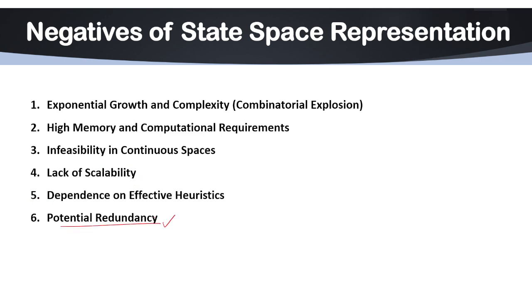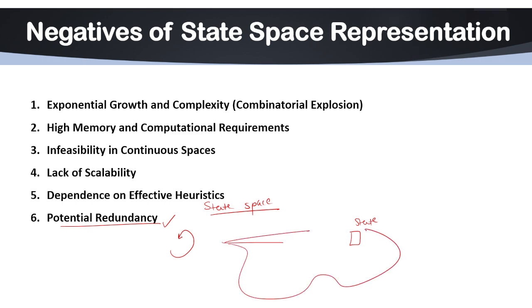Another is potential redundancy. Whenever we talk about state space graphs, a state space graph may include many redundant states leading to inefficiencies. For example, if any AI agent can reach the same destination state by different paths, the representation may end up with unnecessary representation. That is the potential redundancy.